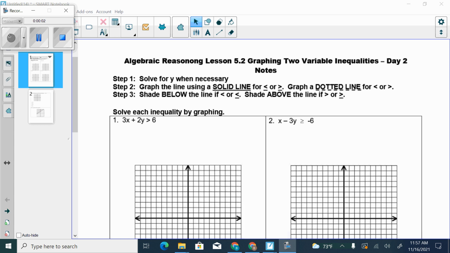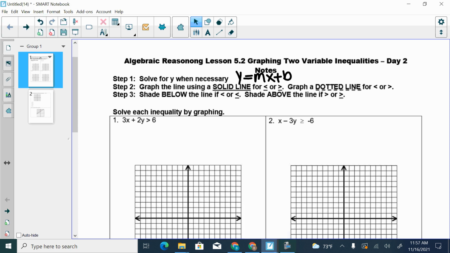Our first step, we said last time, was if it's not solved for y, we've got to do that. Remember, all that really means is make sure it's in y equals mx plus b form before you get started, because we've got to be able to see the b and our slope in order to actually graph it in the first place.